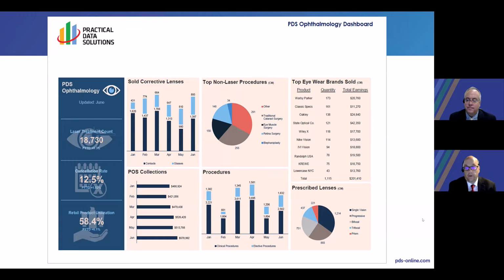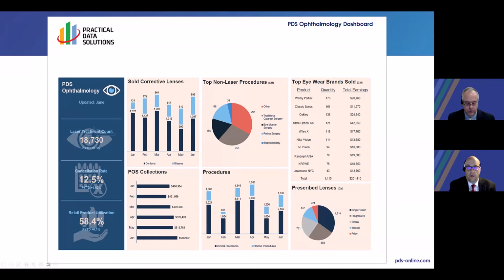Right, and I think another key one here is point of service collections, particularly for our cosmetics. How many are we getting ahead of time? How many are coming in that are being financed or whatever? How well are we doing in collecting patient responsibility at the time of service versus having to collect it on the back end? And that really goes to strengthening the bottom line of the practice.